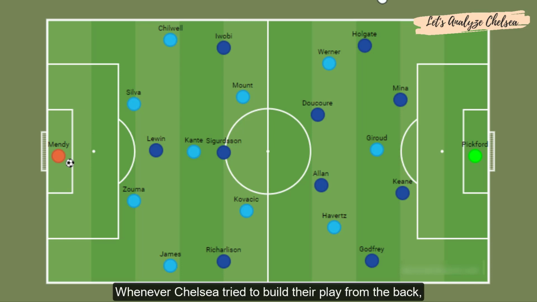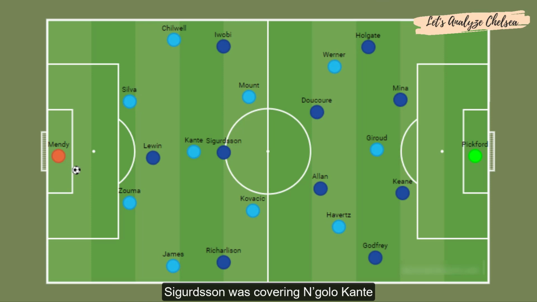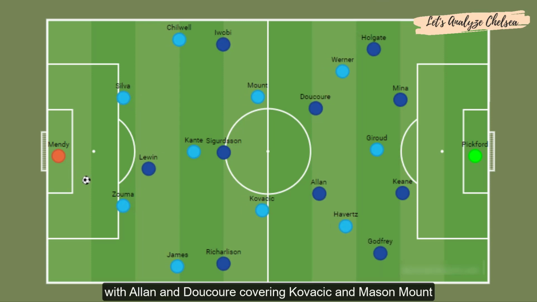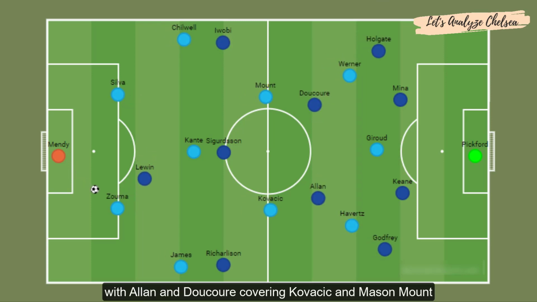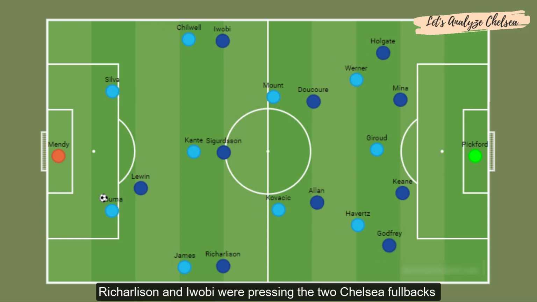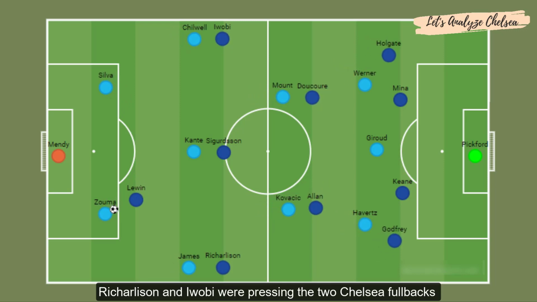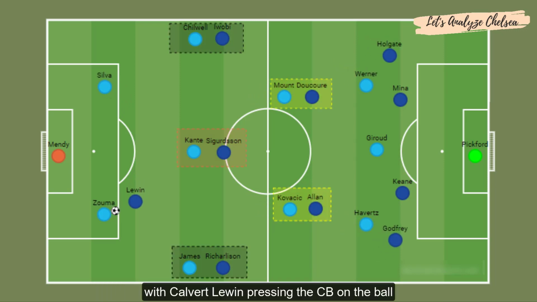Whenever Chelsea tried to build their play from the back, Sigurdsson was covering N'Golo Kante, with Allen and Doucouré covering Kovacic and Mason Mount. Richarlison and Iwobi were pressing the two Chelsea fullbacks, with Calvert-Lewin pressing the centre-back on the ball. So one of the centre-backs and Edouard Mendy were always free to receive the ball and rotate possession.